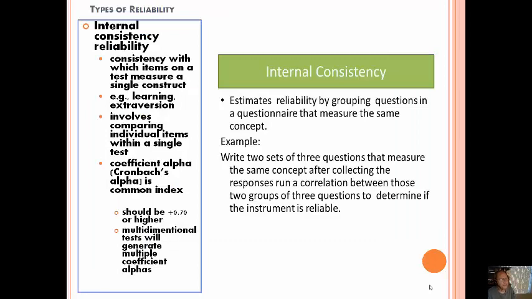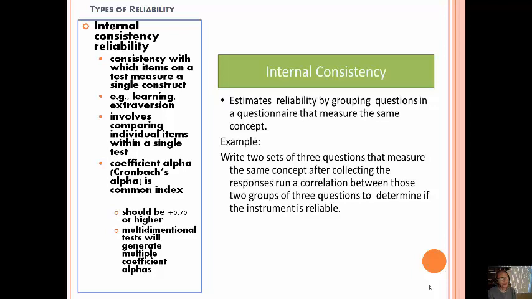Internal consistency is a little more complex a concept. It looks at reliability by grouping questions in a questionnaire that measure the same concept. So let's say, for example, you are measuring extroversion. Then the items in that test related to extroversion should all be correlated together. It's called internal consistency and internal correlation.